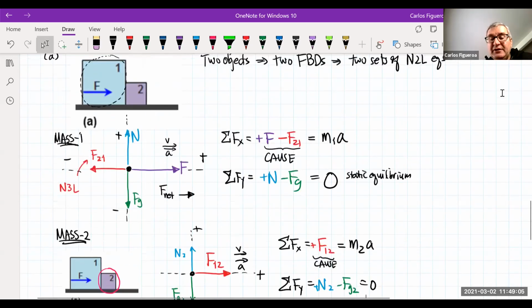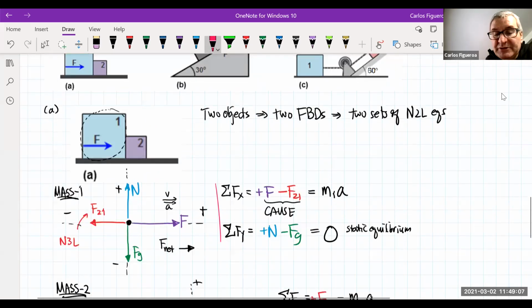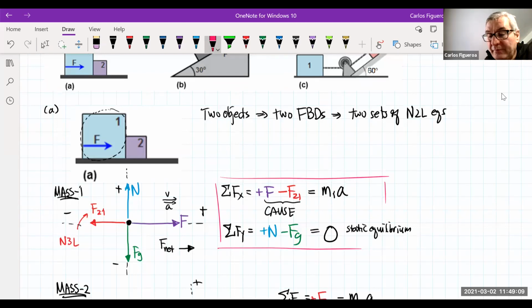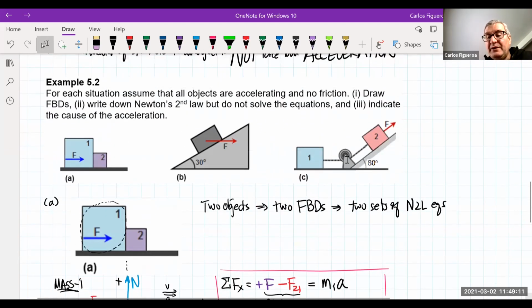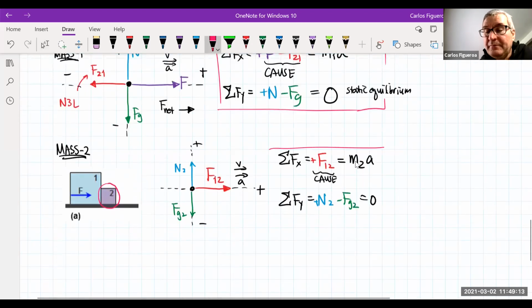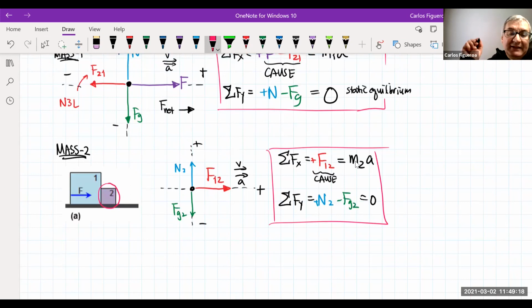So what you're seeing here is that I have my Newton's equations right here. What am I looking for on the quiz? Exactly this right here. So what I want to do is look at the next one.